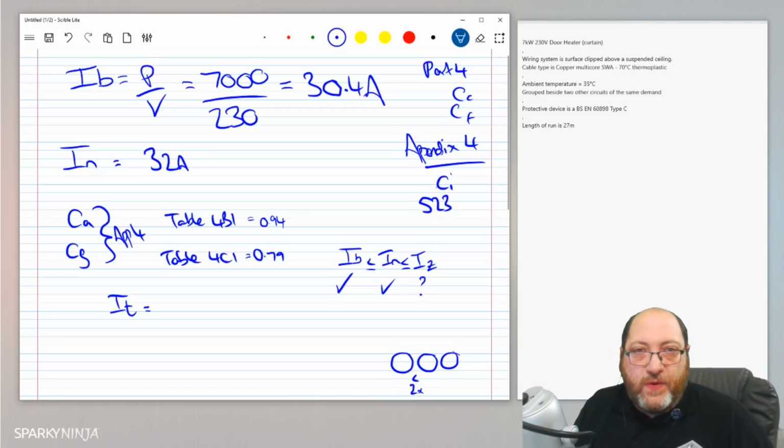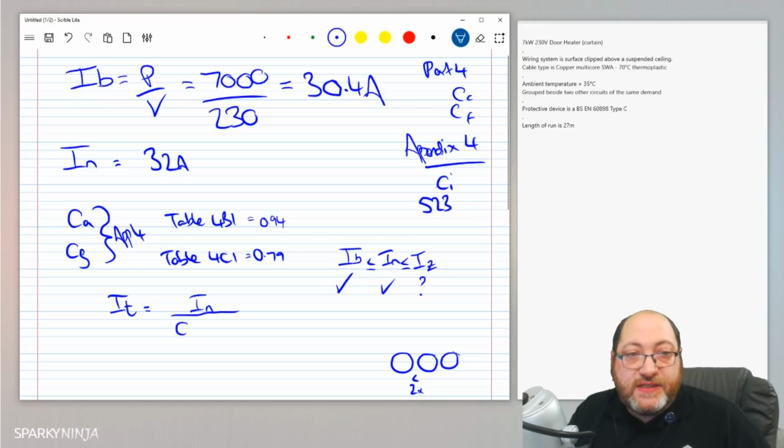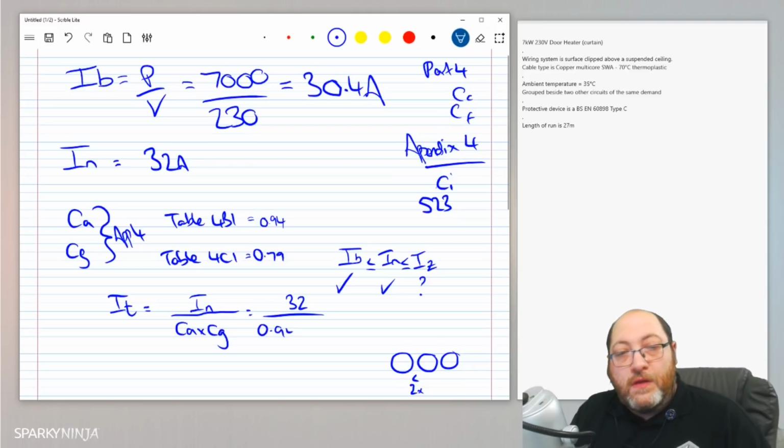I'm still going to stick with the one that is used in the exam, which is IN over the applicable rating factors, CA times CG, so that's 32 over 0.94 times 0.79.